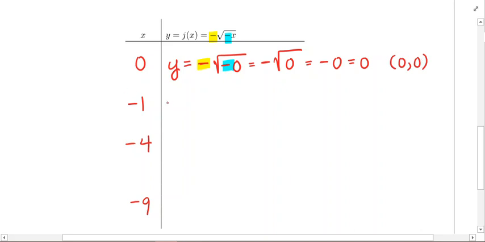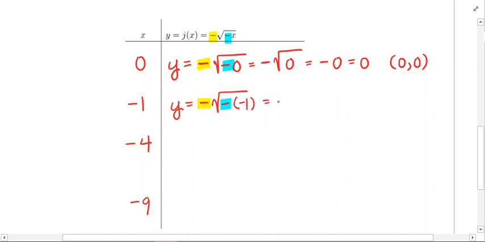All right, let's take a look at what happens if x is negative 1. If x is negative 1, the y value is going to be, we're going to write down the negative on the outside, the square root, the negative on the inside, and then we're going to write down our x value, which is negative 1.